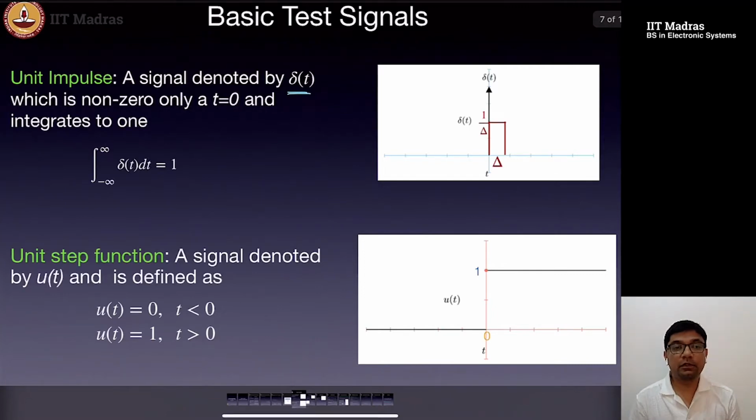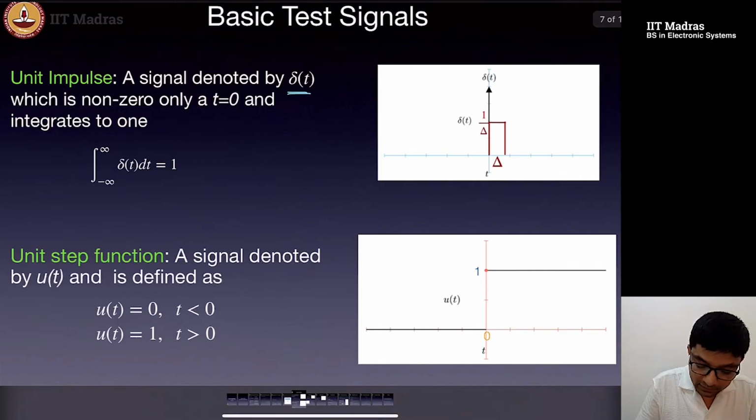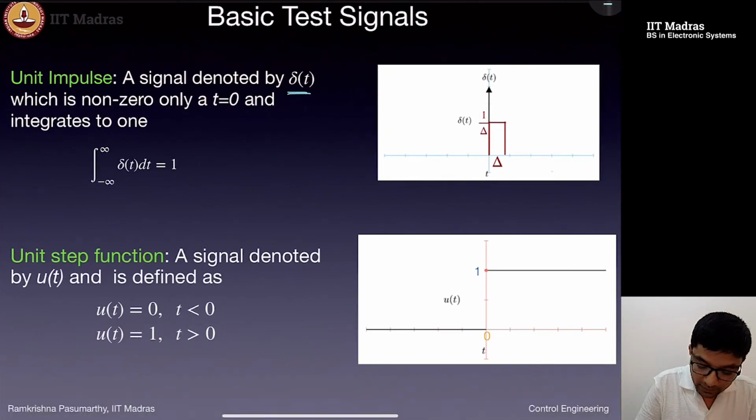Okay, so to begin with, what could be these basic test signals, and why are these useful also? If I look at a unit impulse, by definition, this is a signal denoted by delta t, which is non-zero only at t equal to 0 and integrates to 1. So how do I visualize this? This is on the time axis.